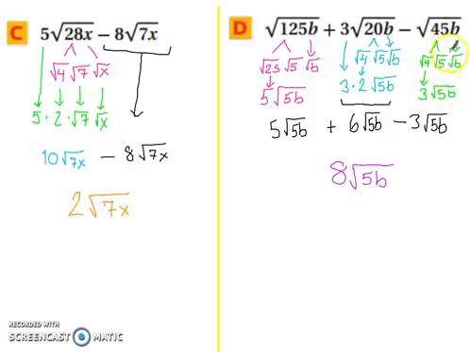And the third term. We can break our 45b down into 9, 5, and b. The square root of 9 is 3, and we can't do anything with the 5b, so we have the square root of 5b. And now we can combine our like terms. They are all like radicals, so we have 5, 6, and then subtracting 3, which brings us to 8. So we have 8 square roots of 5b.